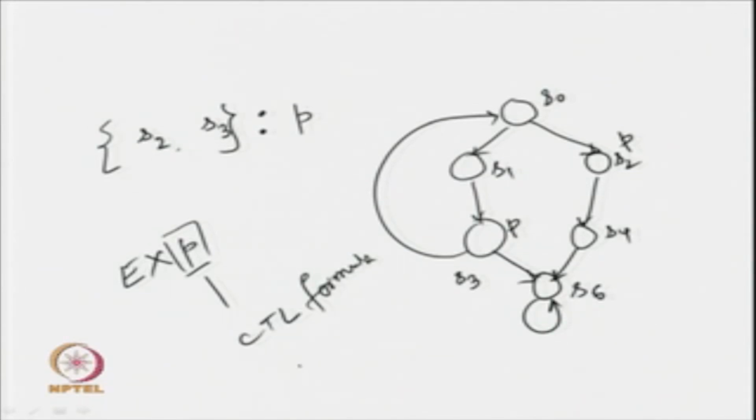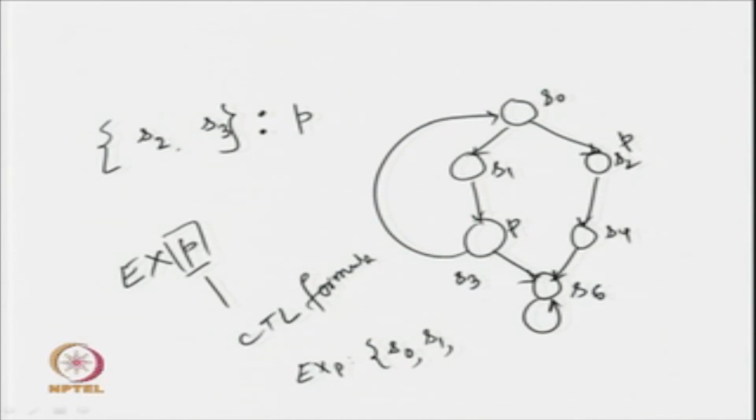So, for EX P, what will happen? We will get that S0 will come into this set. When we come to S1, we will find that it has one transition and this particular state S3 is labeled with P. So, we can say that S1 will be labeled with EX P. Now, when we come to S2, it has one successor S4, which is not labeled with P. So, S2 will not be labeled with EX P.